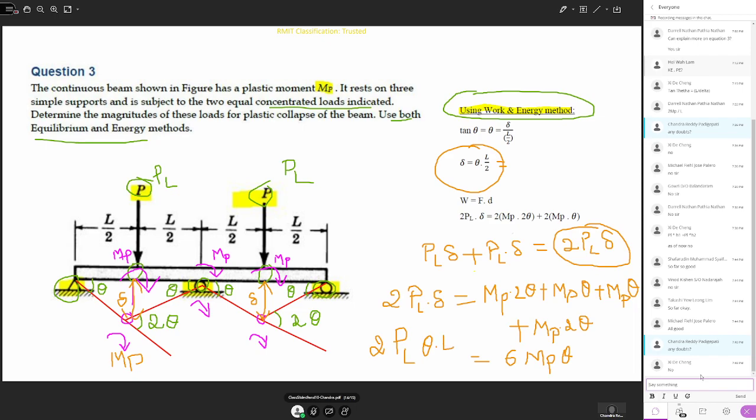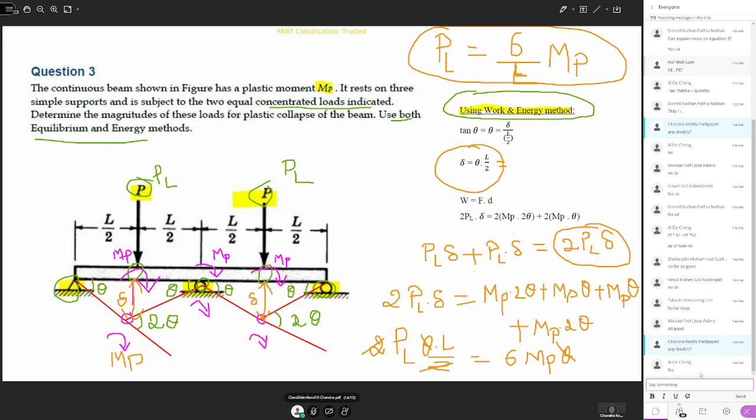Theta L over 2. So you can cancel this 2. Then from here you can write down what is the plastic load in terms of plastic moment. So you can cancel out theta. So you can write this plastic load as 6 over L times the plastic moment MP. Okay, so 6 over L here.